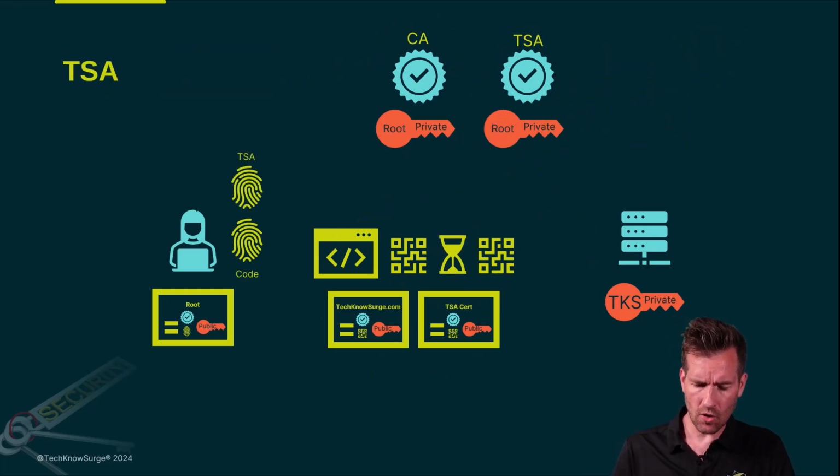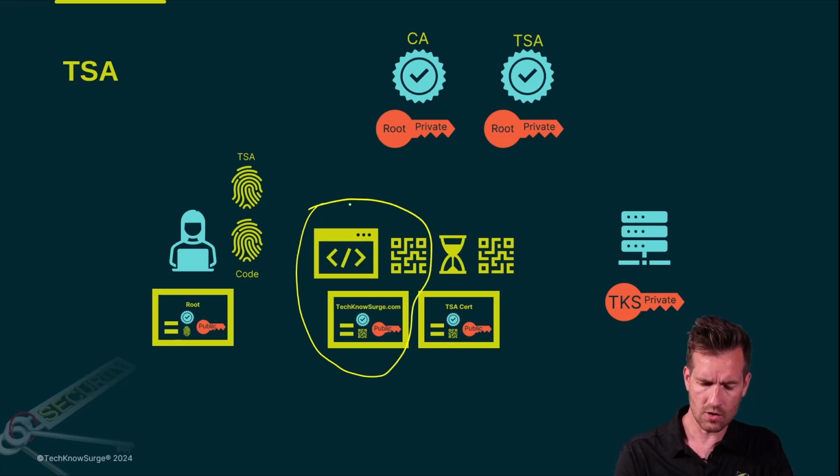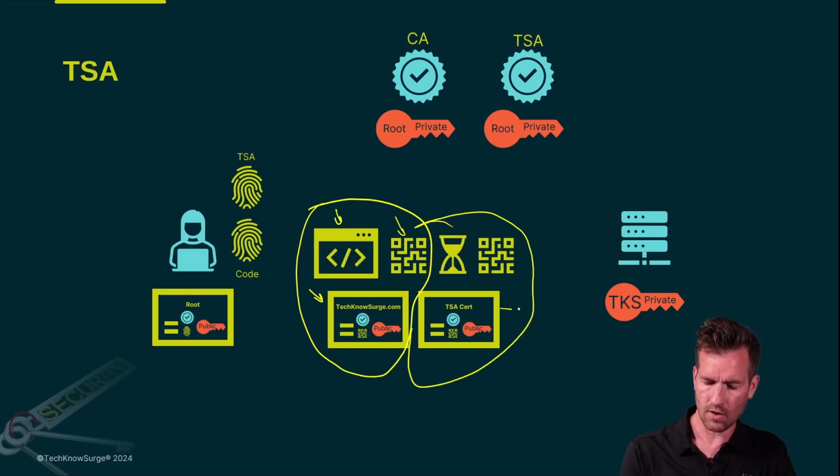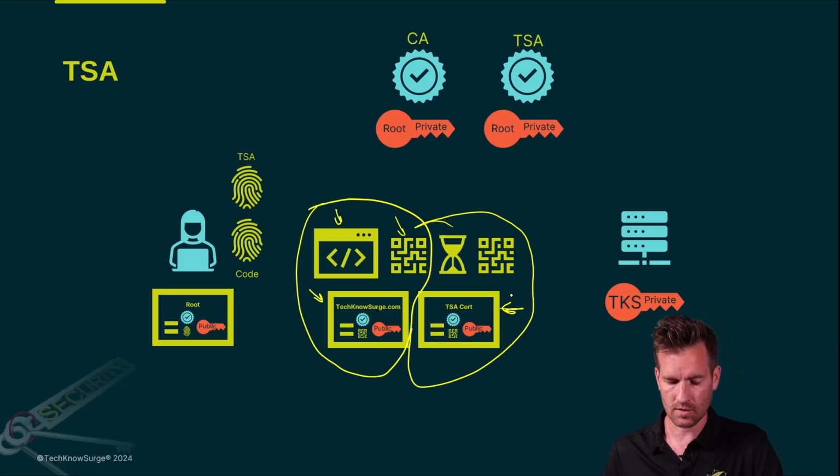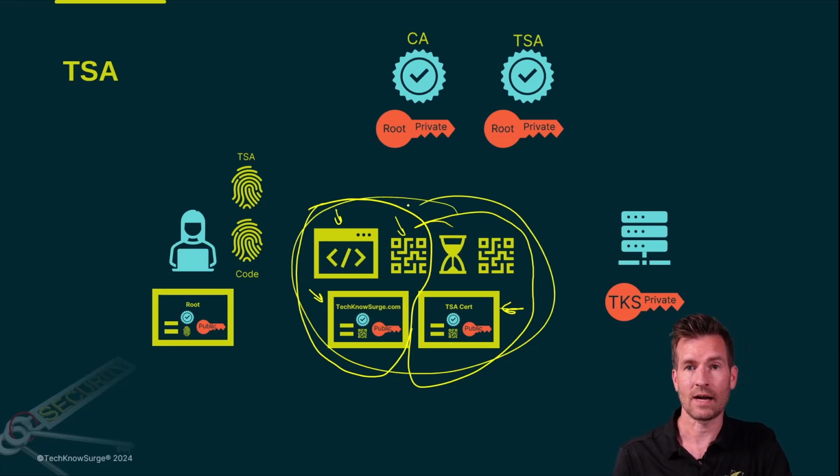So when the user goes to download this program, it now downloads the original package, which includes the program, the encrypted fingerprint, and the certificate, and also includes the timestamping authority's information. So the timestamp, the encrypted fingerprint, and also the timestamping authority's certificate. So now it downloads this as one complete package right here.